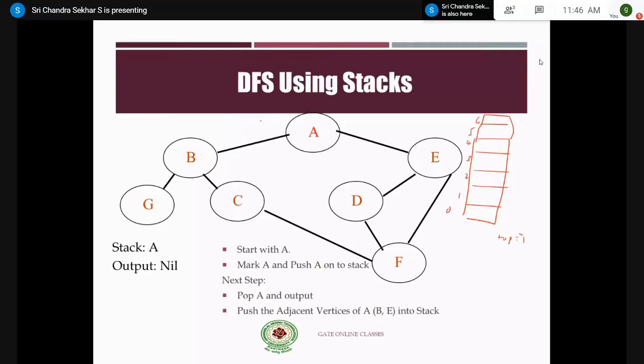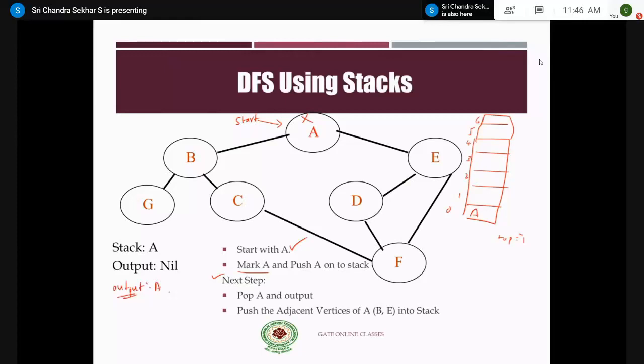Again, I am making use of the same graph which was used for BFS. You make the vertex A the starting vertex. You start with A. The first step is to mark A and push A onto the stack. The next step is to pop A and output. Here at this point we have the output as nil. So in the next step, you pop it and output.